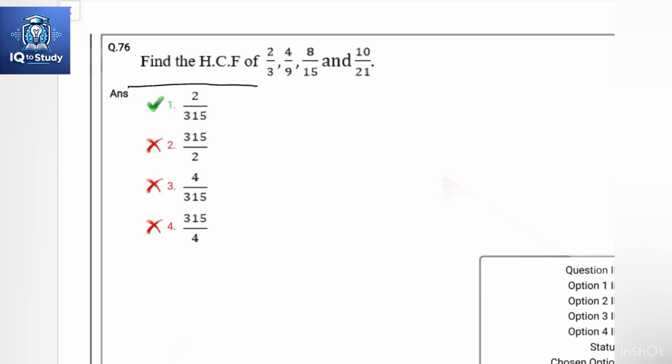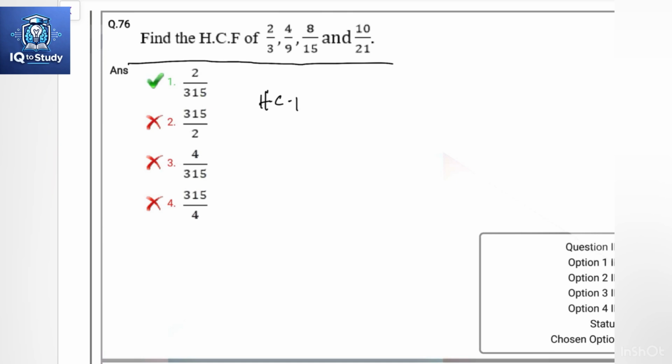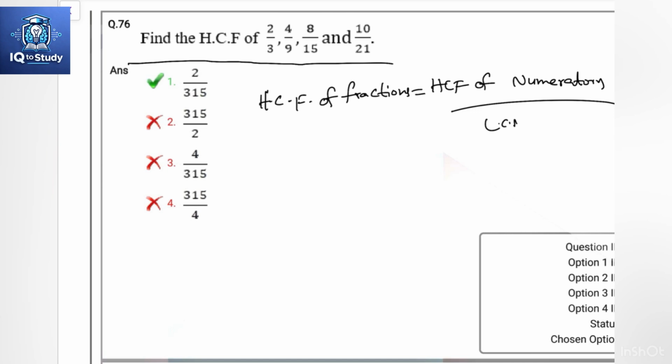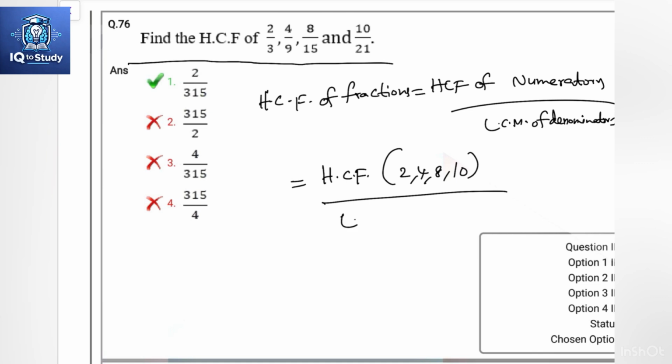Find the HCF of 2 by 3, 4 by 9, 8 by 15 and 10 by 21. HCF of fractions is equal to HCF of numerators divided by LCM of denominators. And from the given question, we know that HCF of numerators is HCF of 2, 4, 8, 10 divided by LCM of denominators means LCM of 3, 9, 15 and 21.